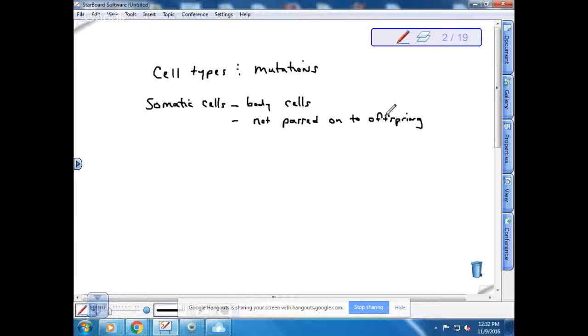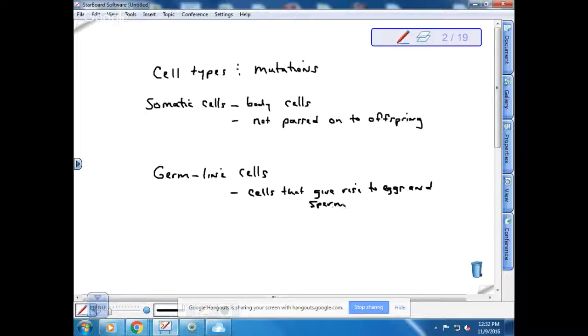So the difference between somatic cells and germline cells is really important. So germline, think this is your lineage. This is what you pass on to the next generation. So germline cells are the cells that give rise to eggs and sperm. Right. So mutations in these would be passed on to the offspring.